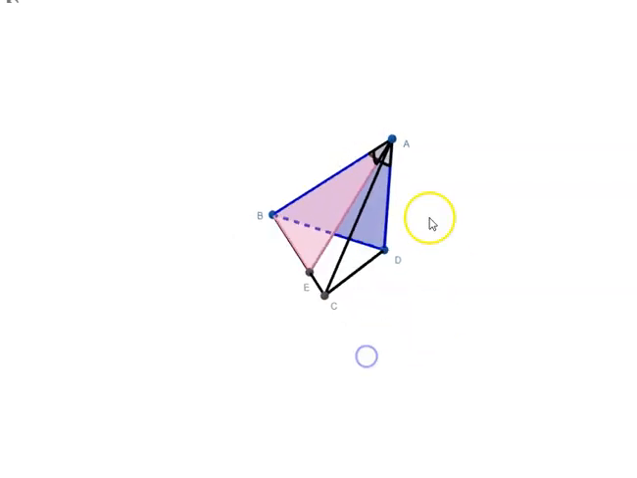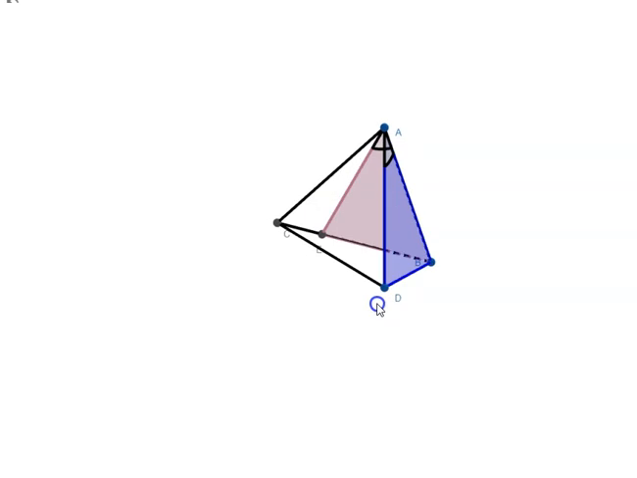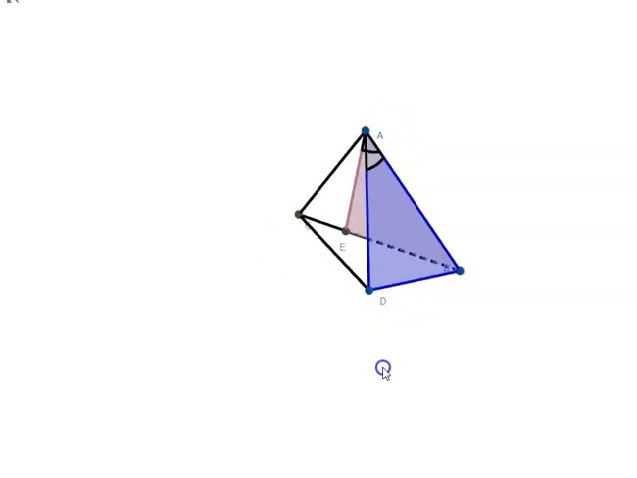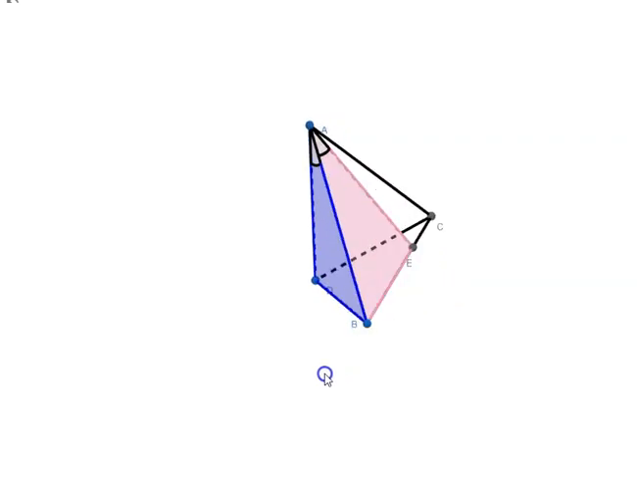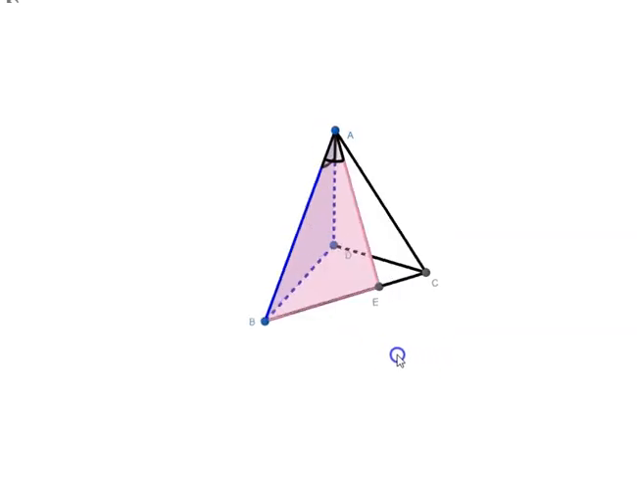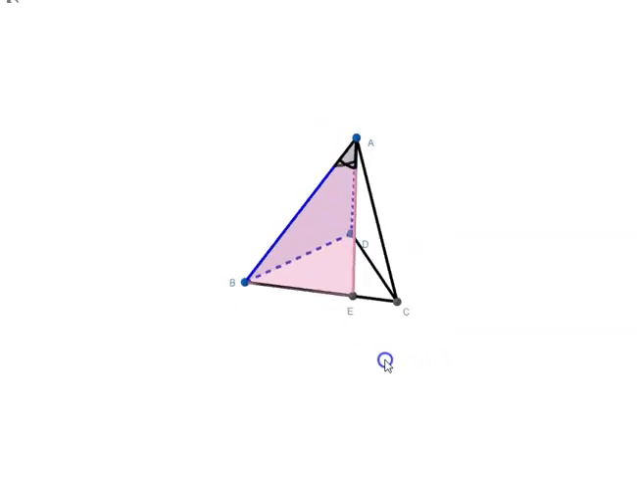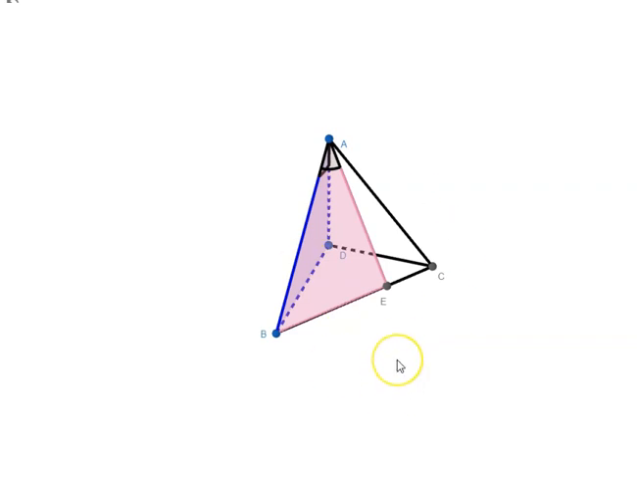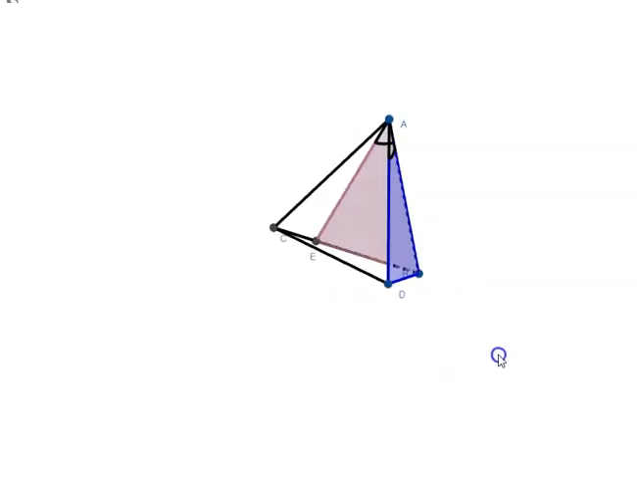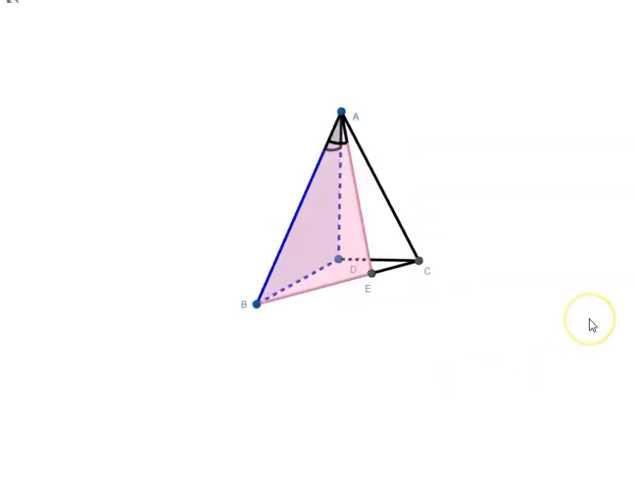Similarly, we can show for the other cases that angle BAC plus CAD is greater than DAB. And CAD plus DAB is greater than BAC. And angle DAB plus BAC is greater than CAD. So all the possible options we can prove in a similar fashion. So that is proposition number 20 of book 11 of Euclid's Elements.